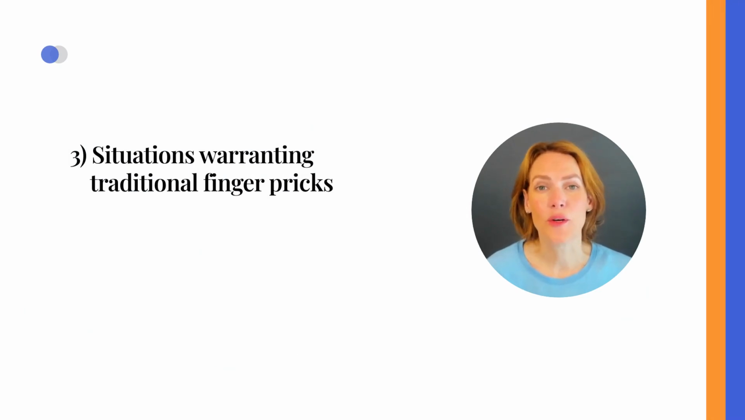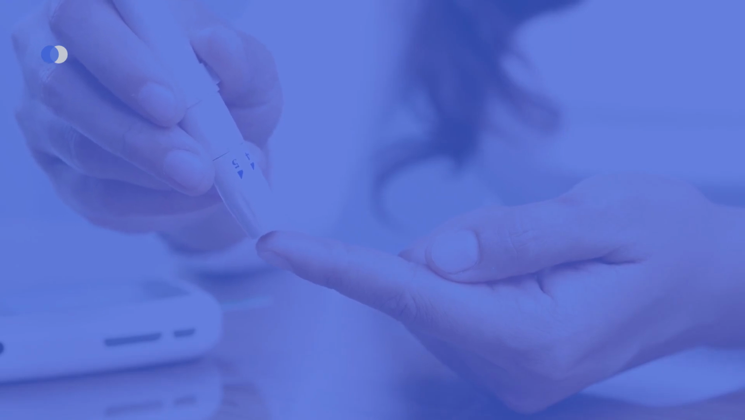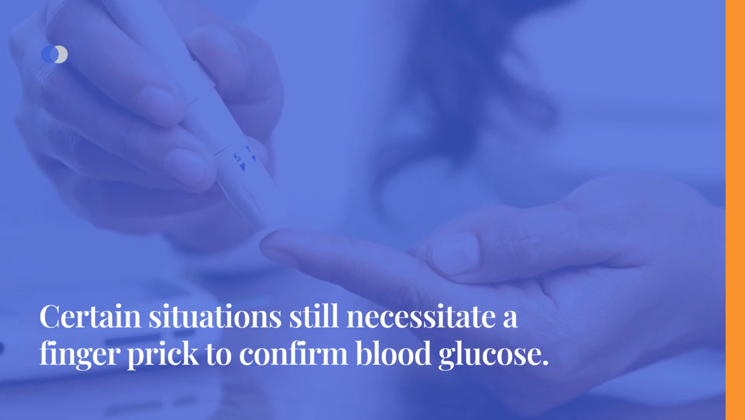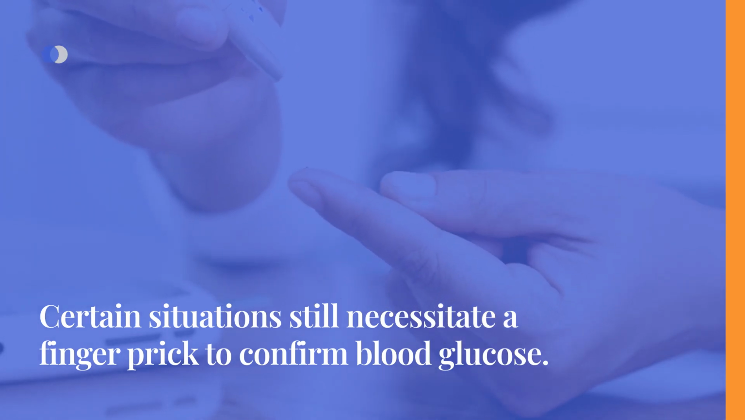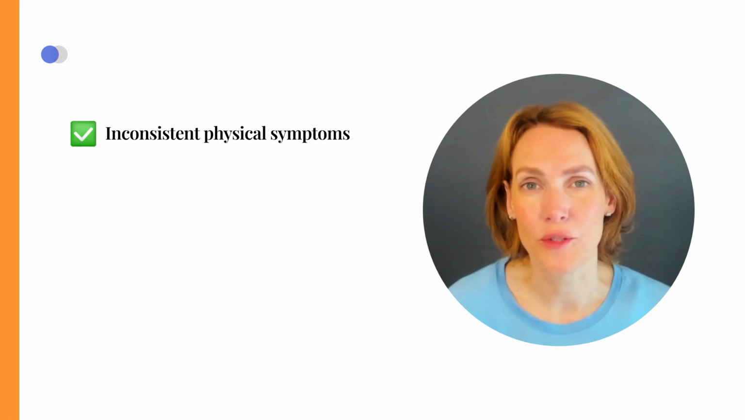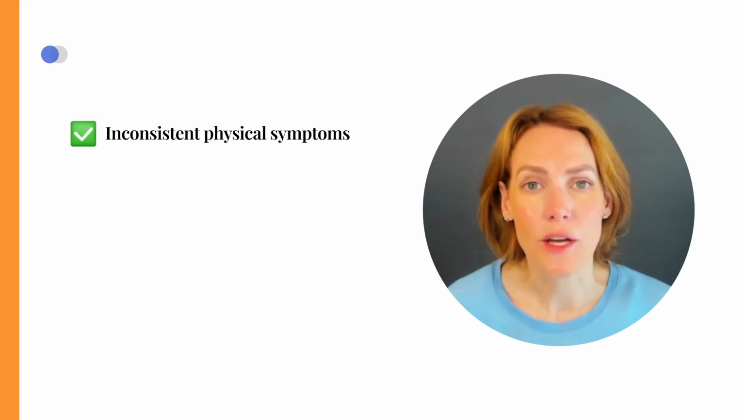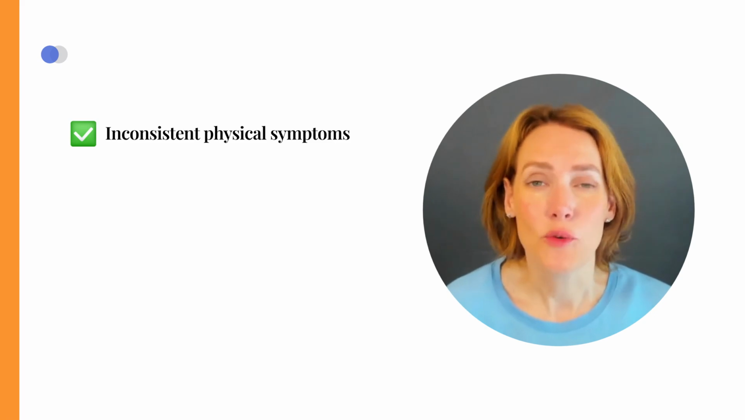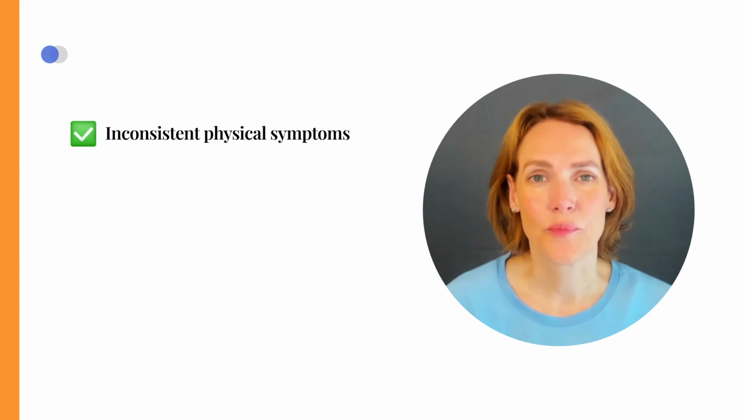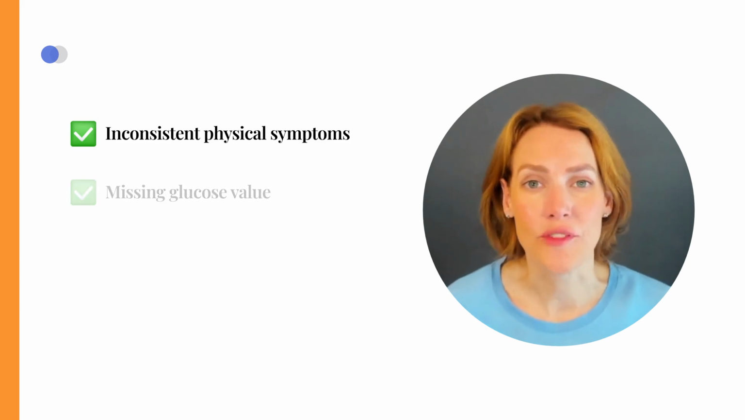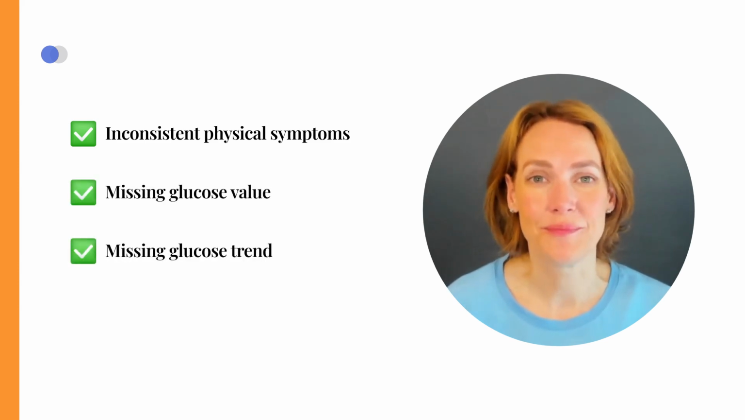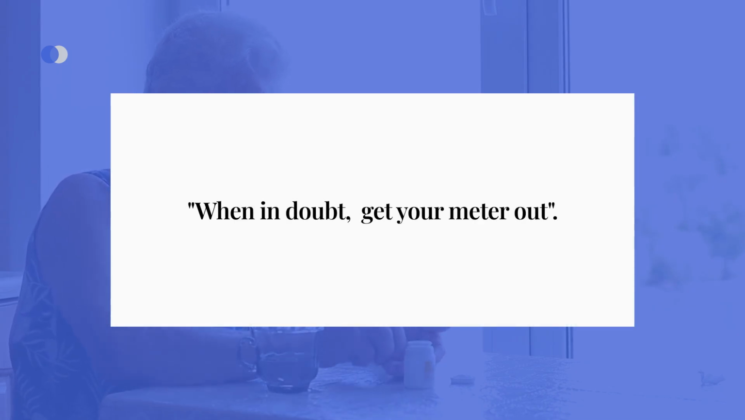3. Situations warranting traditional finger pricks. Despite the overall reliability and convenience of glucose sensors, certain situations still necessitate the use of traditional finger pricks to confirm blood glucose levels. For instance, when your physical symptoms seem inconsistent with your sensor's readings, for example, a hypoglycemia alert without symptoms of low blood glucose, it's crucial to conduct a finger prick for clarity. The same holds true when your sensor isn't providing a glucose value or a trend arrow. The rule of thumb to remember here is, when in doubt, get your meter out.